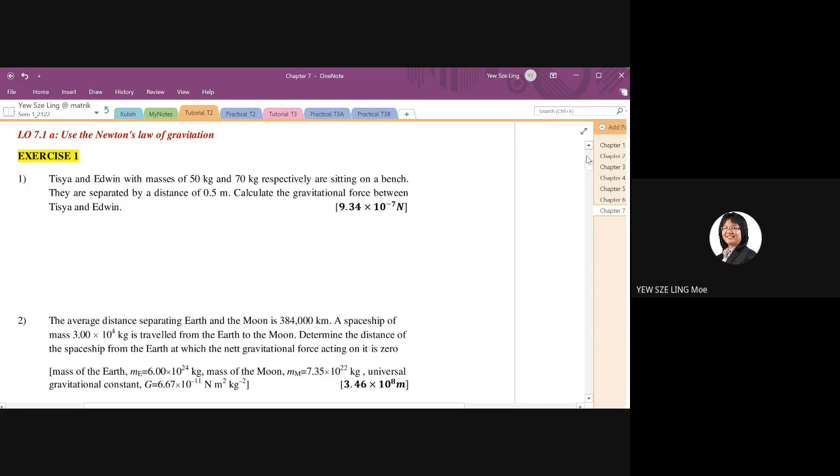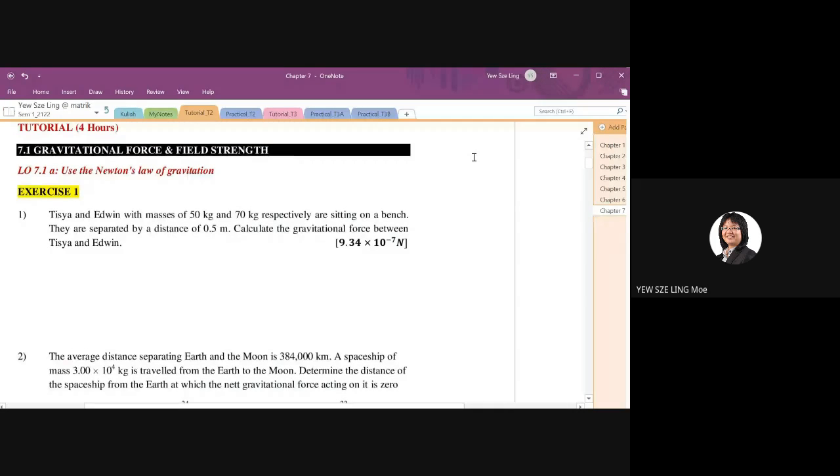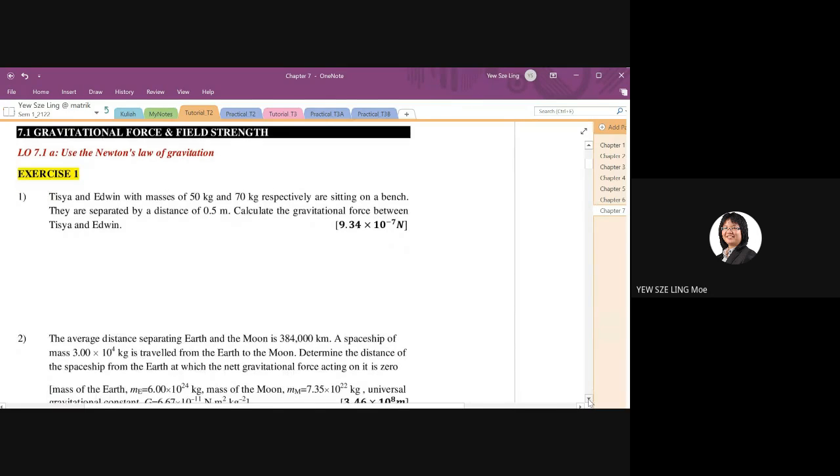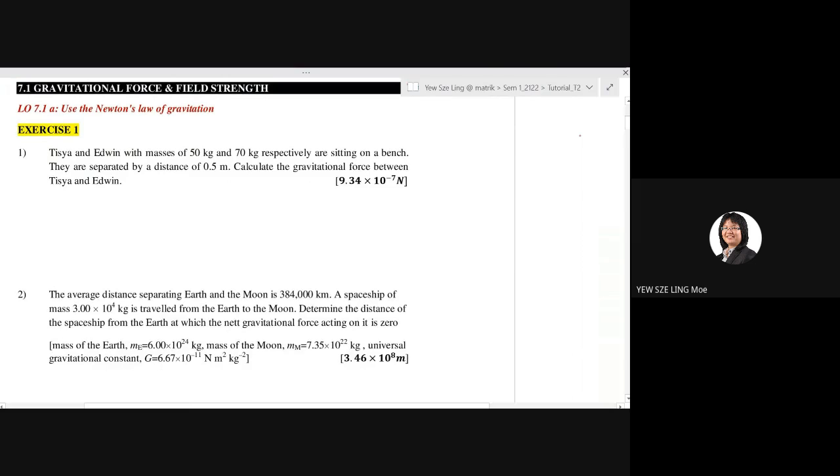Okay, so chapter 7 is gravitation. According to the students' learning hours, we are going to spend 4 hours on chapter 7's tutorial. So, 7.1: gravitational force and field strength. In this first section, the things that we're going to look at are force and field strength.